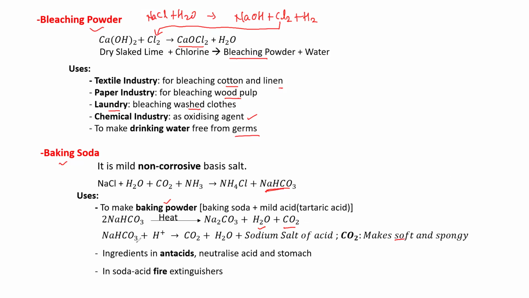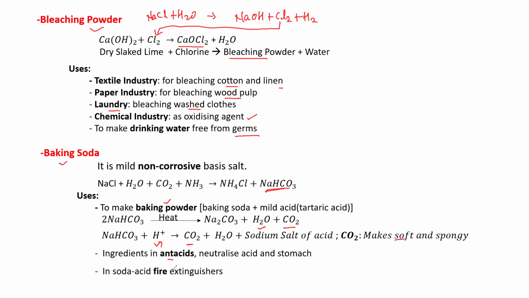And apart from this, further you see that NaHCO3 is going to react with hydrogen ion. This hydrogen ion is obtained from where? From any acidic solution, like suppose HCl. From there, H plus and Cl minus are separated. So due to this carbon dioxide, it makes our product soft and spongy, like for cake and other things we are using. And it is also one of the important ingredients of antacids.